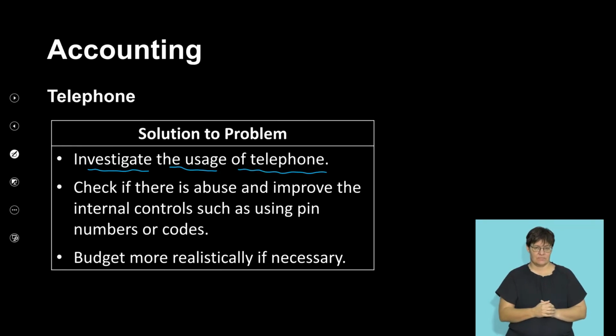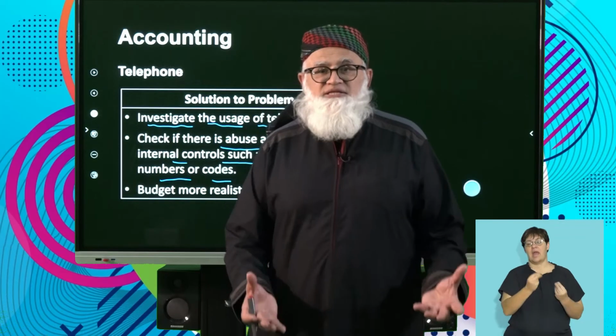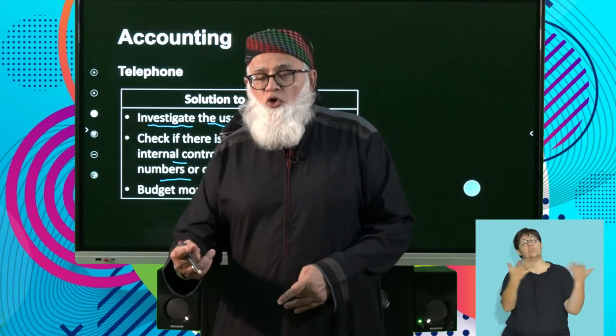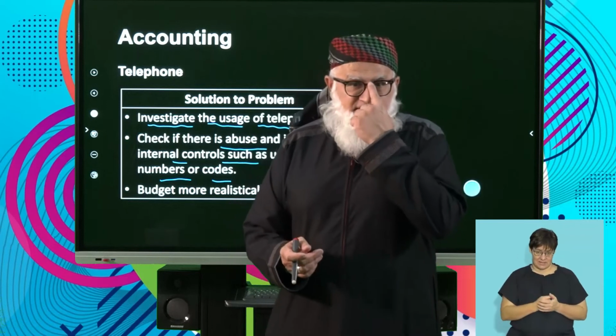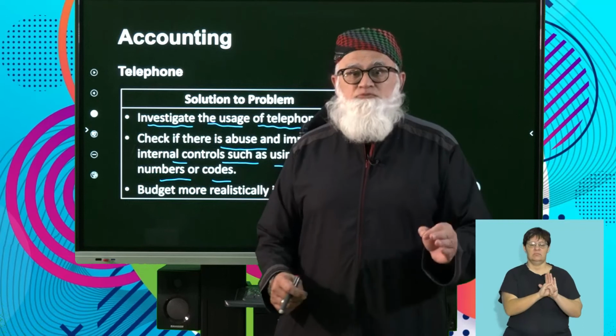So, what we said, how are we going to solve the problem? We're going to investigate the usage of the telephone. Number two, check if there is abuse and improve the internal controls such as using PIN numbers or codes. Give each member or each employee in that department a PIN code. Let them enter the PIN code to make a call, so you know if there's any query, you can identify the call to a specific person.